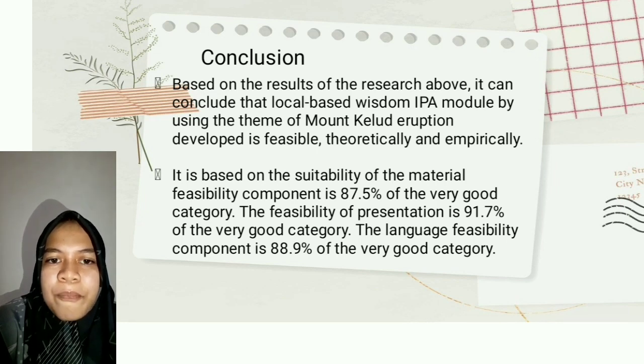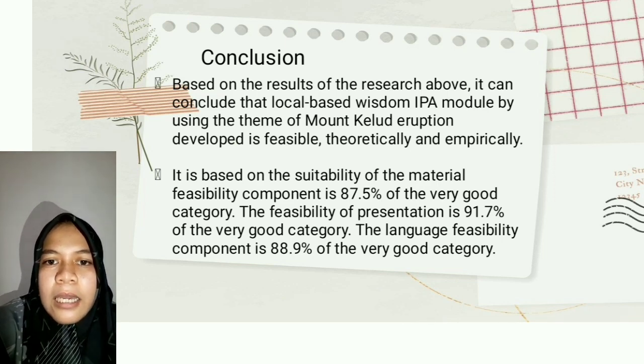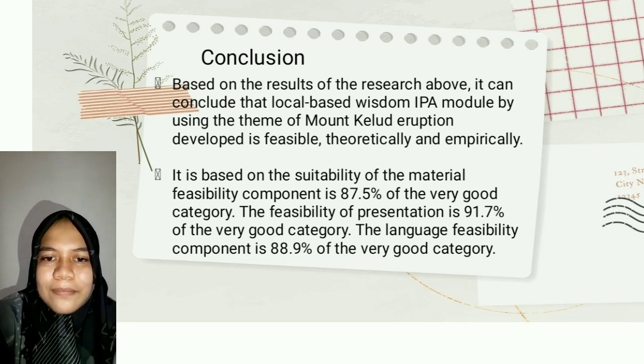The second is based on the suitability of the material: the feasibility component is 87.5% of the very good category. The feasibility of presentation is 91.7% of the very good category. The language feasibility component is 88.9% of the very good category.